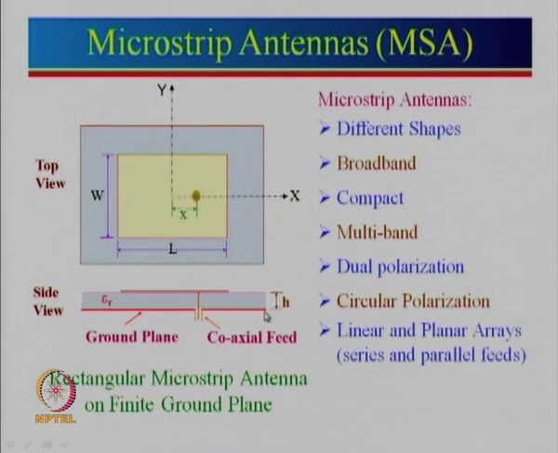So, all you do is take a PCB, we commonly call it a substrate, a dielectric material. So, on one side for a PCB it will be copper and on the other side there is copper. So, you do not etch out the copper underneath, only we etch out the copper on the top side here. So, if this particular shape is rectangular, it is known as a rectangular microstrip antenna.